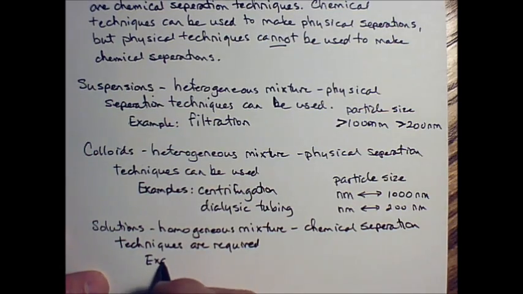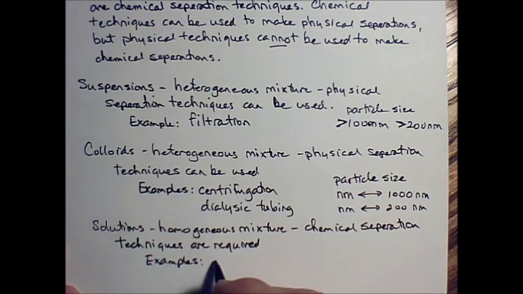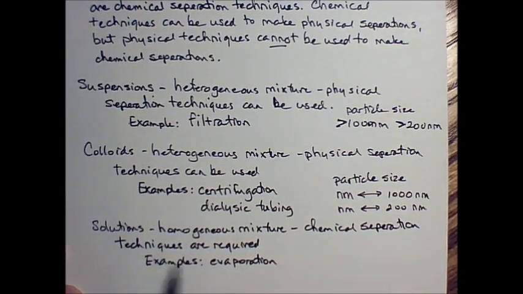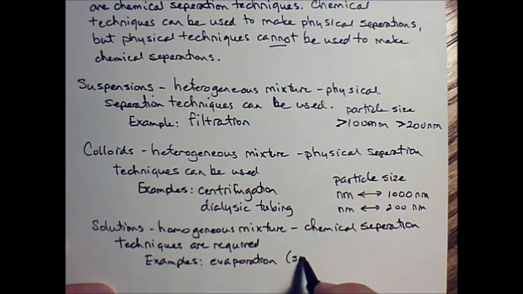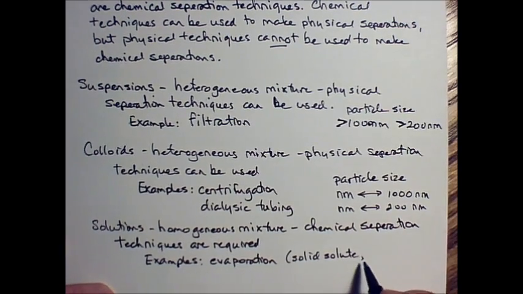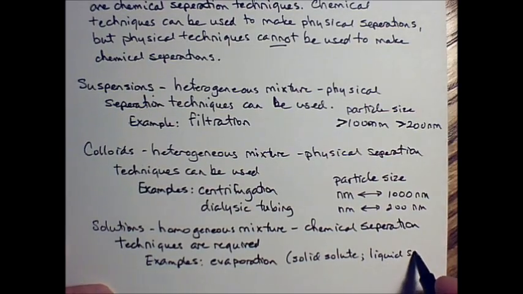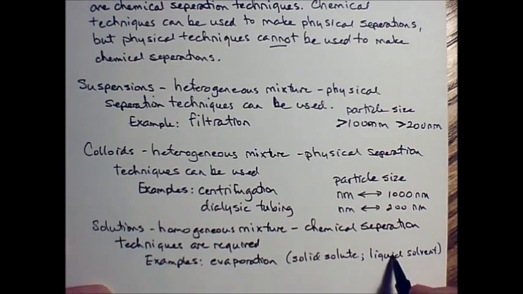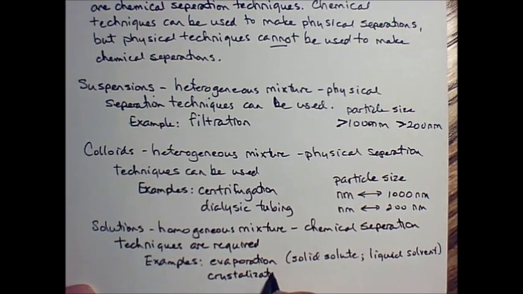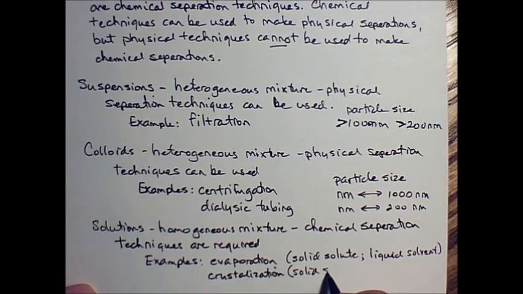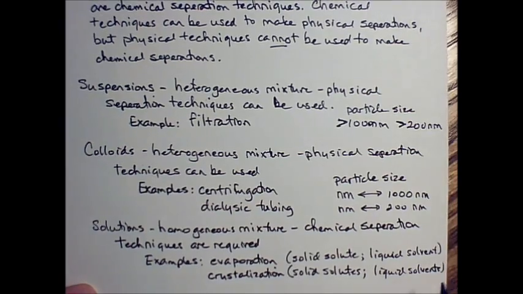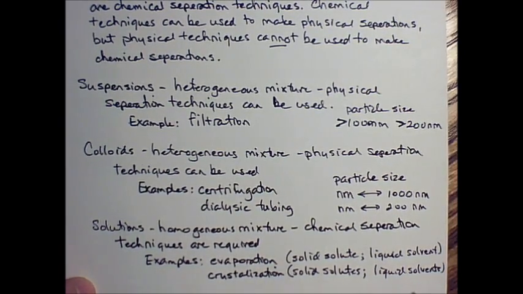Okay, some examples of chemical separation techniques. Evaporation. And this is typically used when you have a solid solute and a liquid solvent. Crystallization. This is also used when you have solid solutes and liquid solvents. You all know how evaporation works, I hope.